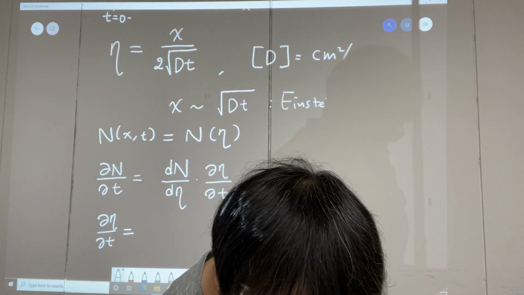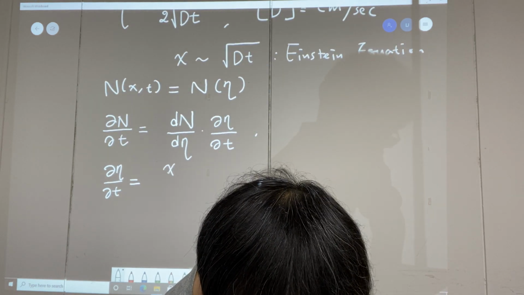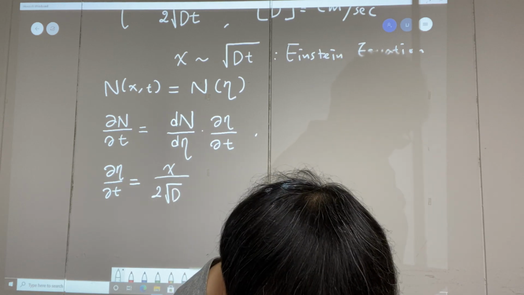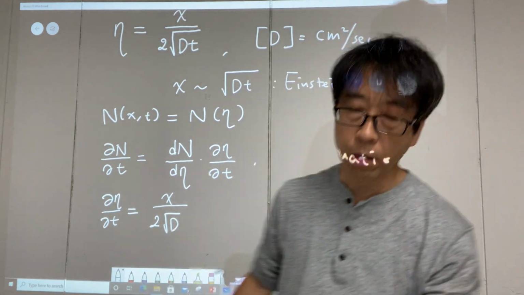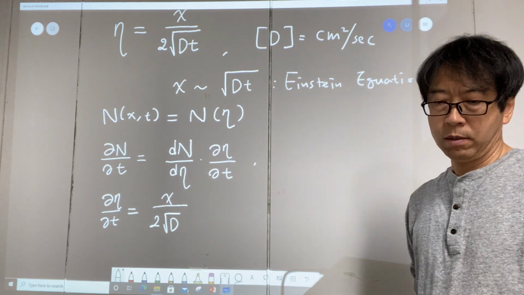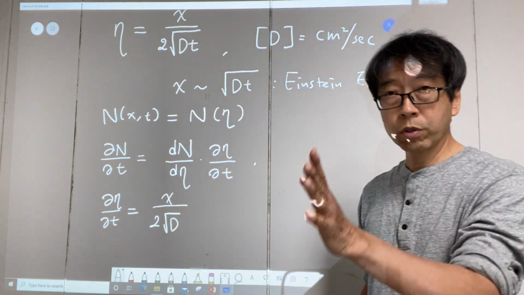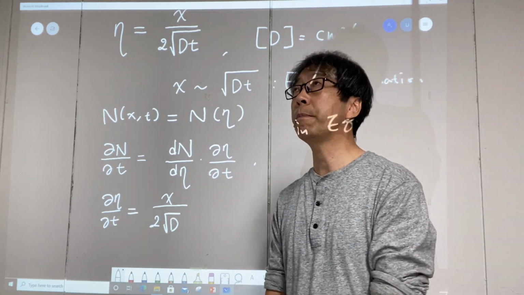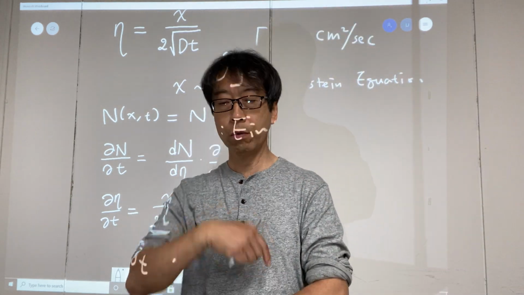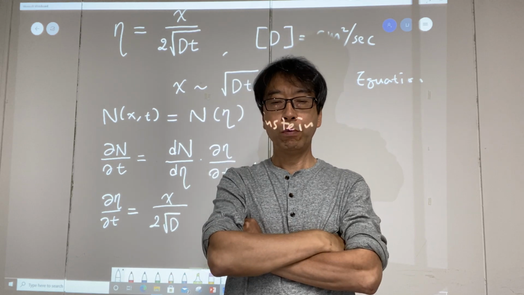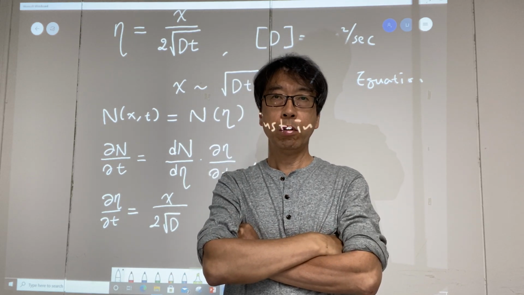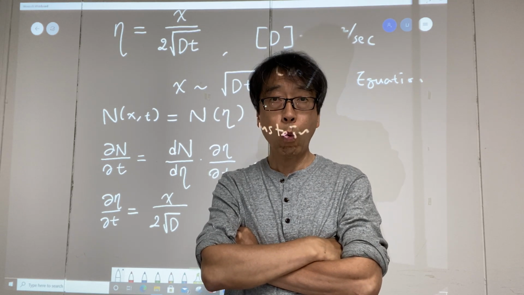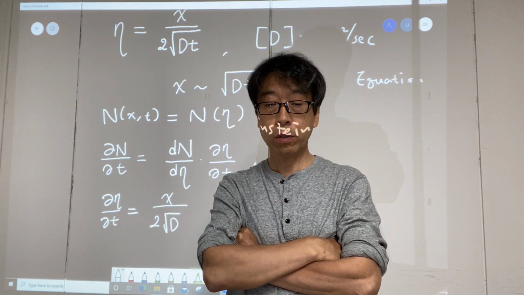Remember, eta is right here, so x over 2 square root d has nothing to do with t. Now the partial with respect to t of 1 over square root t, which is t to the minus 1 over 2 power. If you take the derivative, there will be minus 1 over 2, and then you subtract 1.